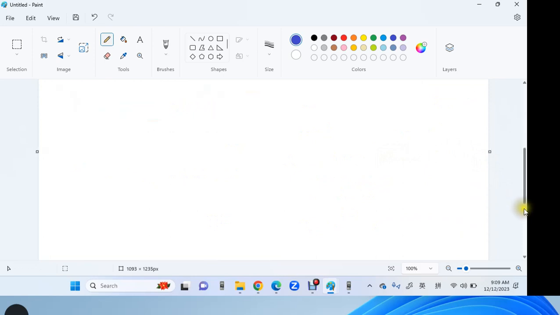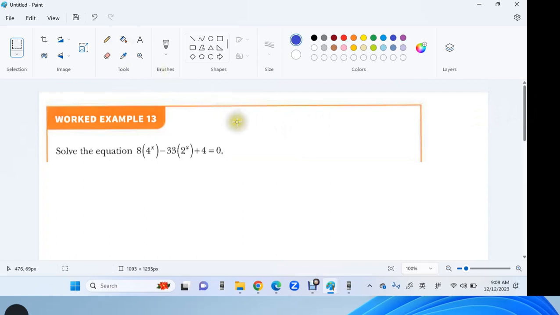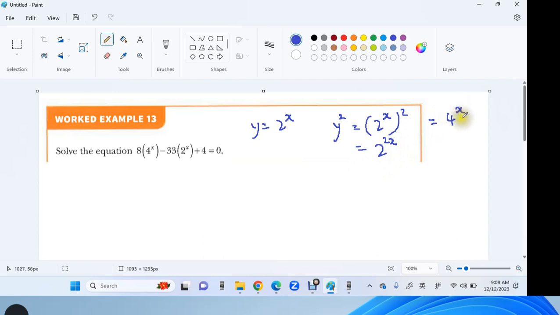So for this question, we also do the substitution. So y equal to 2 to the power x. Then y squared is 2 to the power x squared, that is 2 power 2x, and 2 power 2x is equal to 4 to the power x. So let y equal to 2 power x and y squared is equal to 4 power x.